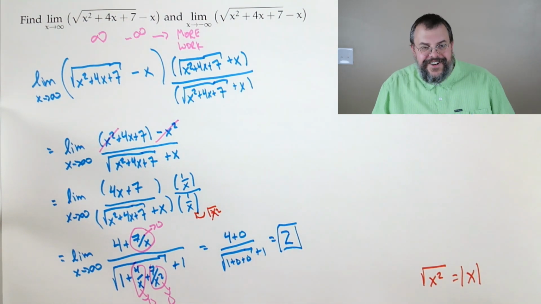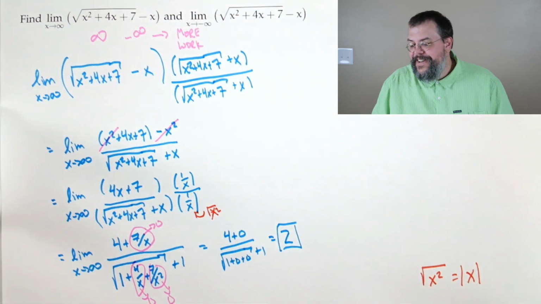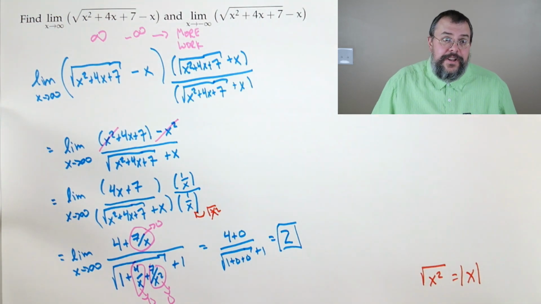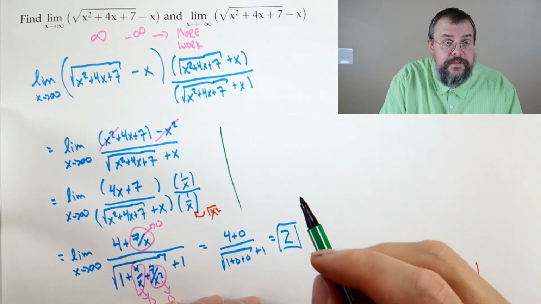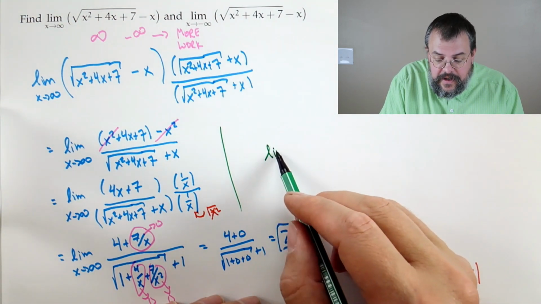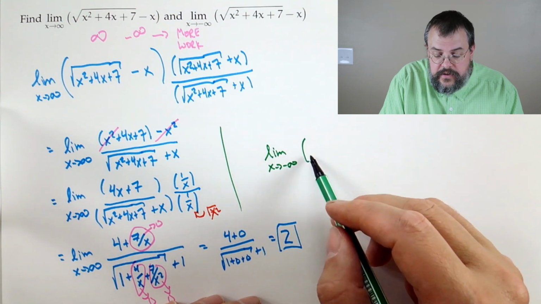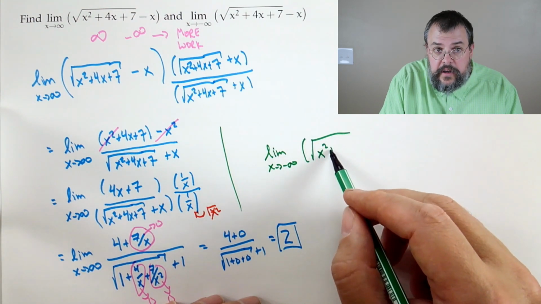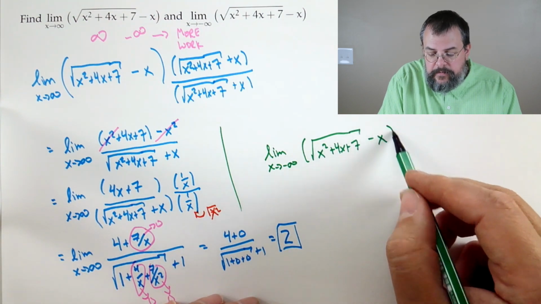Good, good. We're halfway there. Remember the other half? Negative infinity. All right. Well, let's see where we're going to end up going as we go towards negative infinity. So the limit as x goes towards negative infinity of the square root of x squared plus 4x plus 7 minus x.